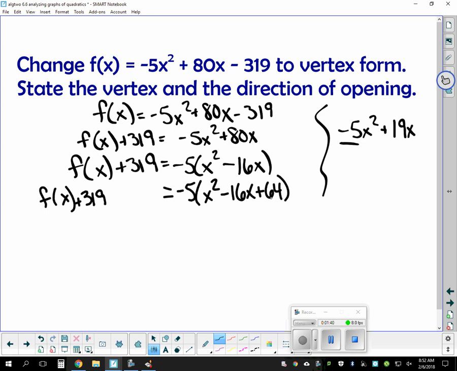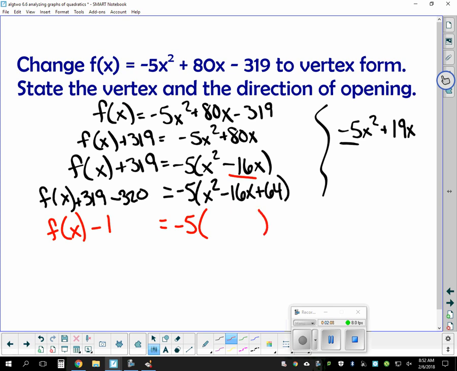Why is it not just 64? Because you have a -5 out front. So -5 times 64 is -320. Yes, Joey? That's from the b, which is -16 divided by 2 squared. You good with that, Joey? Okay. All right, so we have f of x minus 1 equals -5 times.